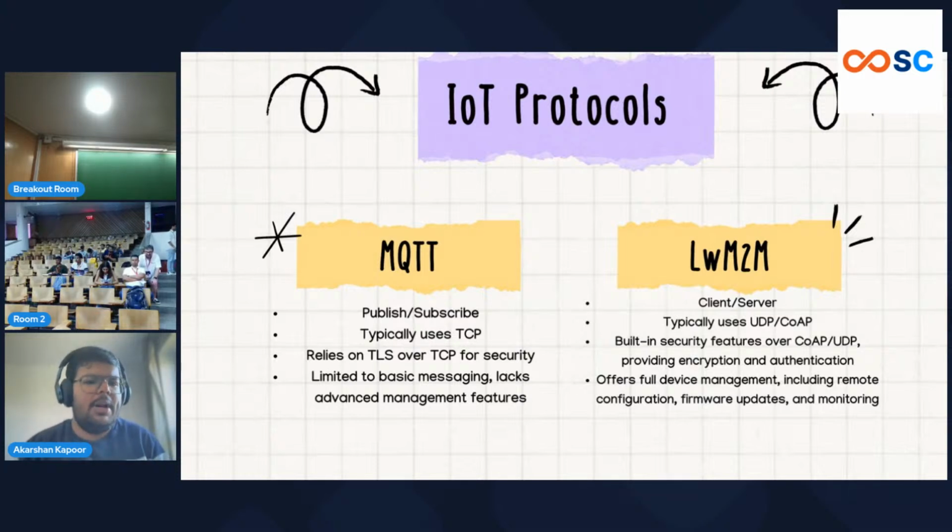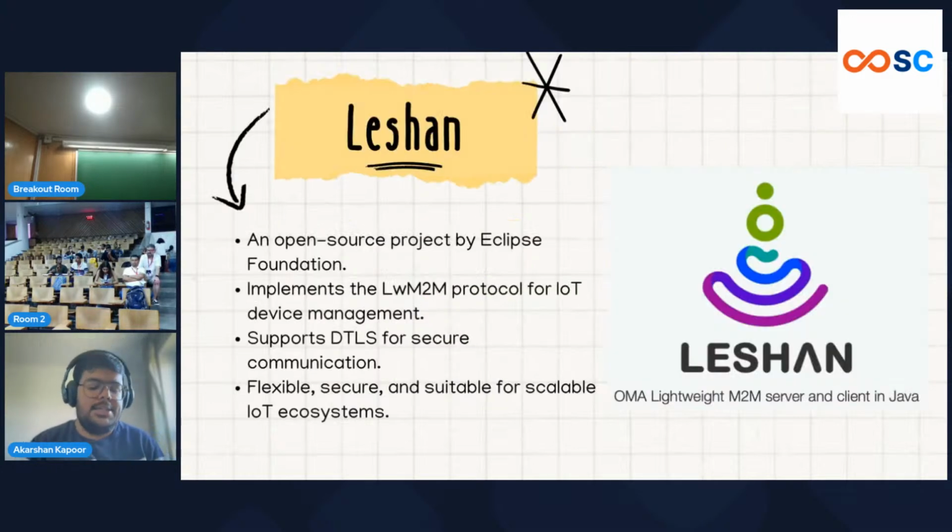Okay, we learned about LWM2M now, but how do we start implementing this protocol? Well, can we write the protocol from scratch? Do we code up the entire protocol? Since we are trying to build an open source project, we are looking for open source solutions. And hence, here comes Lation. Lation is basically a library by the Open Mobile Alliance. It is basically a lightweight M2M server and client in Java. So it basically helps us set up the LWM2M protocol.